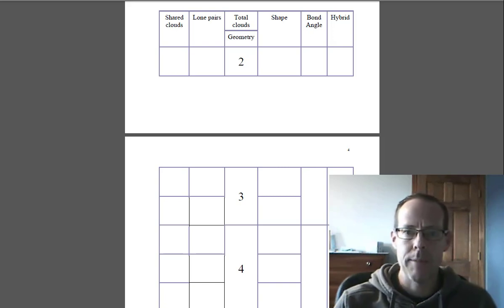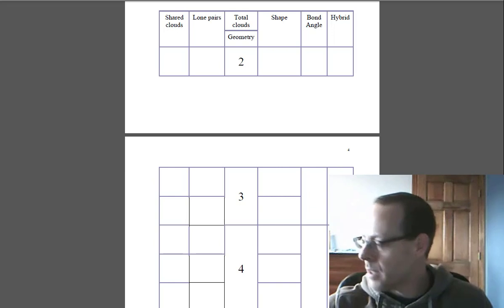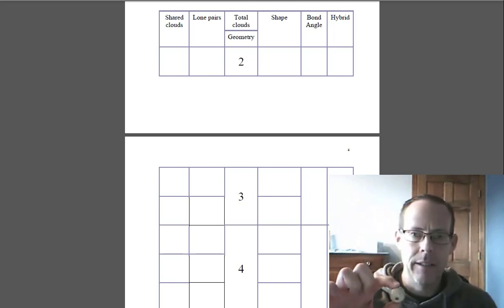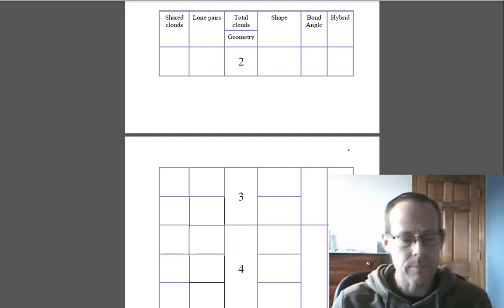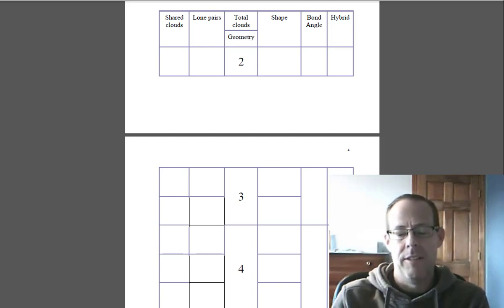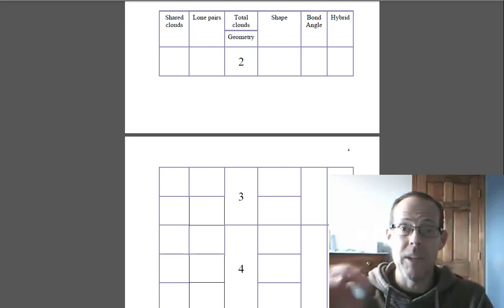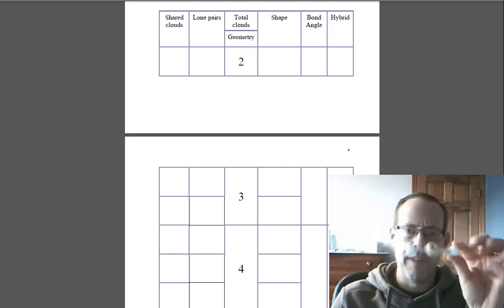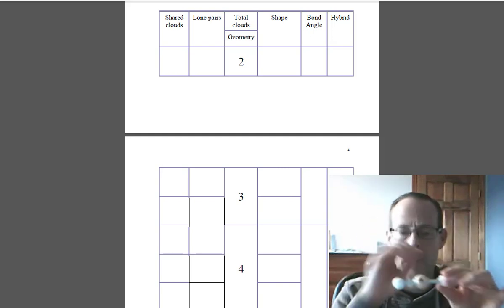VSEPR only applies to atoms with a central atom. So, for instance, we might have this guy that's in the middle, and these two things are going to be surrounding it. So valence shell electron pair repulsion says these pairs of electrons that are covalently shared between the central atom and the outside atoms are going to want to be as far apart as possible. So we can do something like that. So here's a pair of electrons, there's a pair of electrons, or a cloud of electrons.